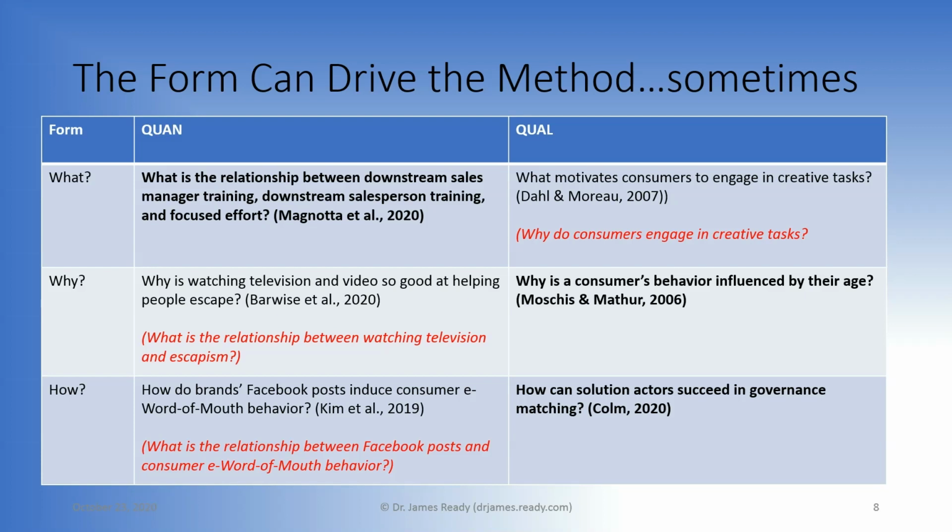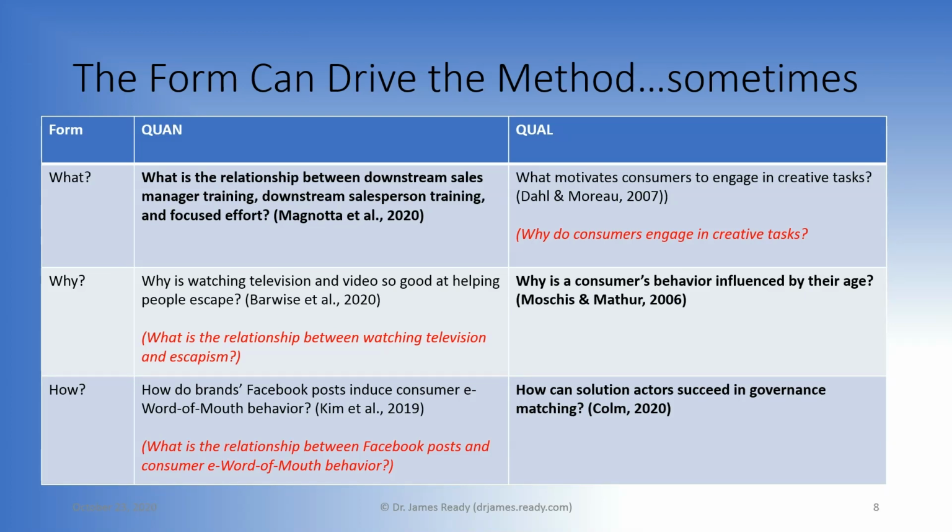Could they have phrased it, why do consumers engage in creative tasks? Perhaps, but when you read the study, they were really focusing on motivation. The next two questions are why and how. Under the qualitative column for why is a consumer's behavior influenced by their age? That's a commonly formed why question.